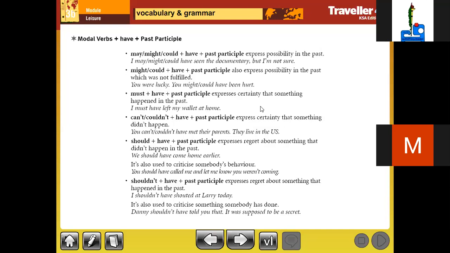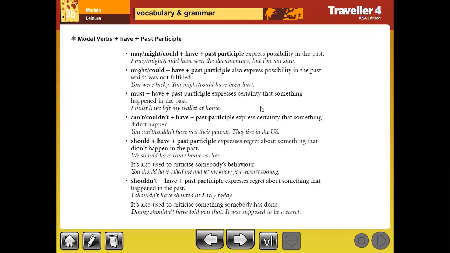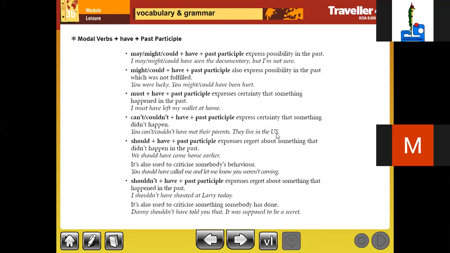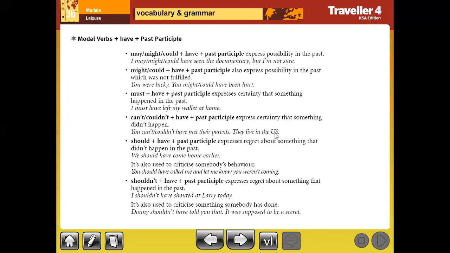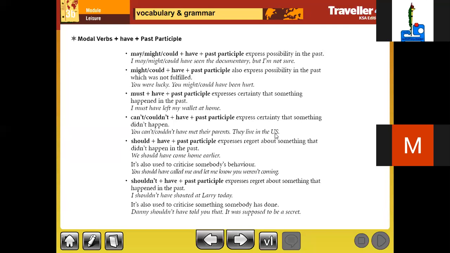Like when I say you can't or couldn't have met their parents. They live in the US. How could you say that you met them? They are in the US. So you couldn't have met them. I'm sure that this didn't happen. أنا متأكد إن أنت ما قابلتهمش. هم عايشين في الولايات المتحدة. كيف قابلتهم؟ Another example. He can't have been working yesterday.